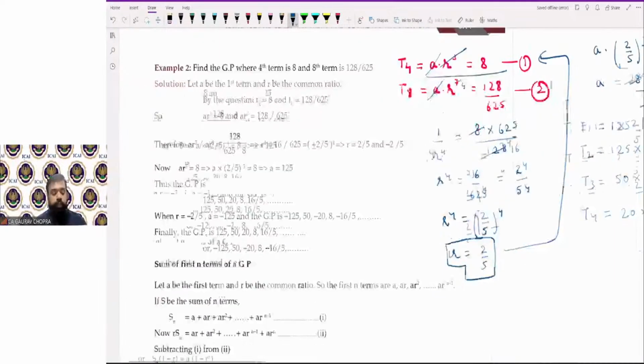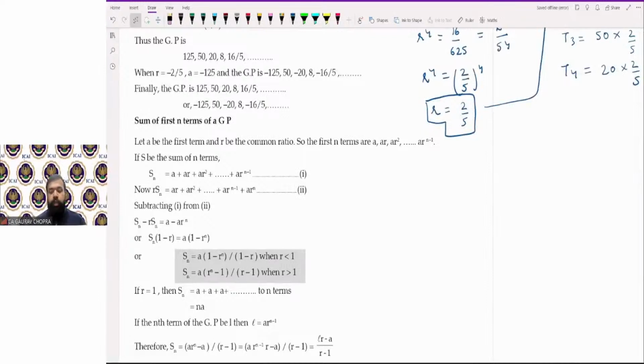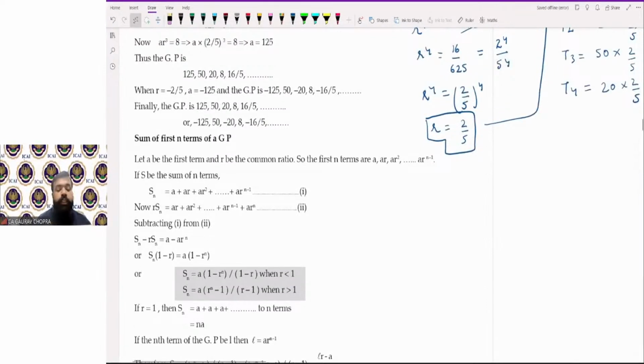So this was the second illustration. Now it's time to learn the next formula. So the next formula will be for summation. So in order to calculate the sum of terms in GP, what is the formula?